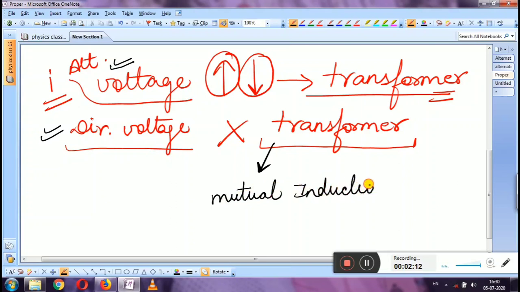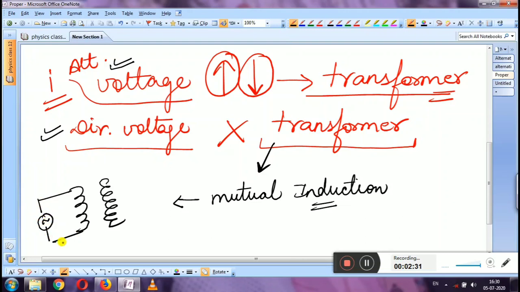Transformer works on the principle of mutual induction. In mutual induction, we have two coils. One coil, to one coil we give current, and from the other coil we obtain current. So the coil to whom we will give current will be called primary, और जहाँ से करंट लेंगे उसको कहा जाएगा सेकेंडरी.